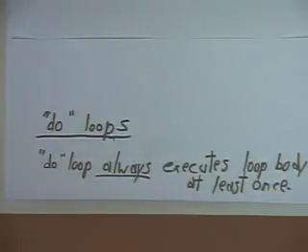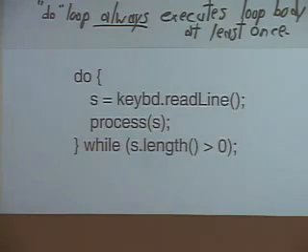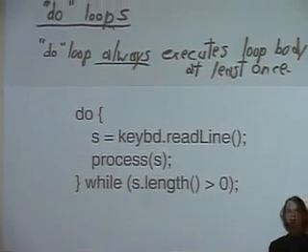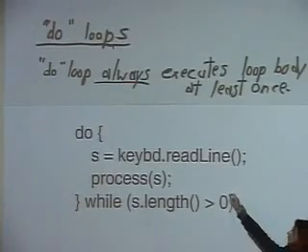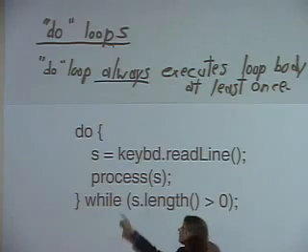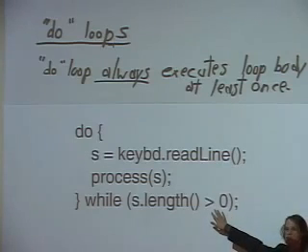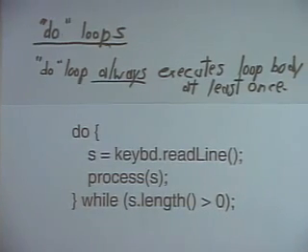As compared to a while statement, which might not execute the loop body at all. And so, here's an example of a short program where this makes sense. The idea here is we want to read a line from the keyboard, a line of text, you type it in. Then we want to process that line of text somehow. Maybe it's your next bank transaction. And we want to exit the loop if the string is an empty string with length 0.